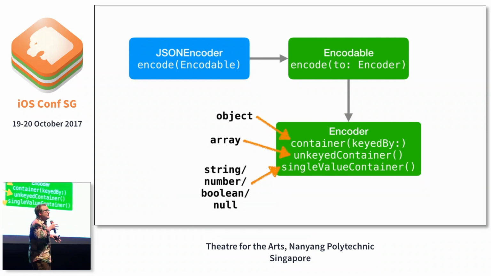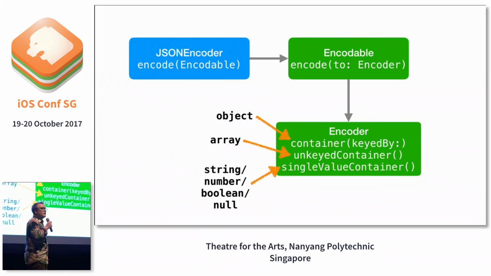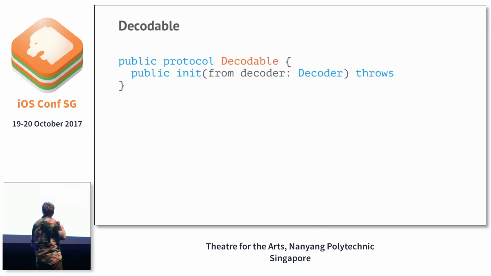A container keyed by is a keyed container, that's an object. So I'm saying that I want to encode myself as an object. Or I could use the unkeyed container, so I want to encode myself as an array. Or finally, I want to encode myself as a single value, either a string, number, a boolean, or a null. So your responsibility as the object that will be encoded is to work out how best should I encode myself. And I'll show an example of that.